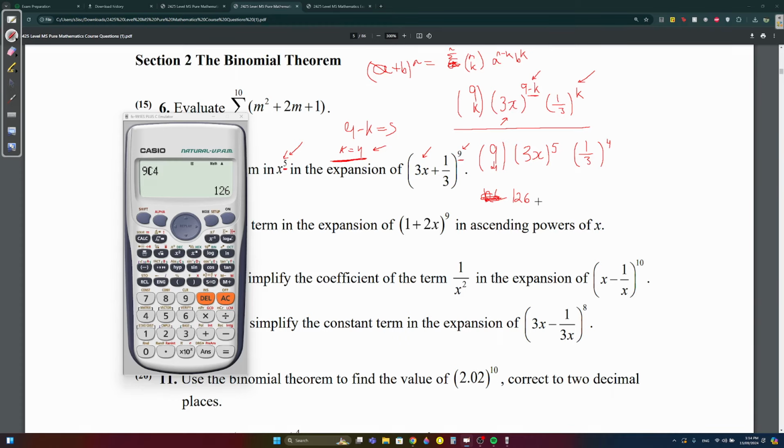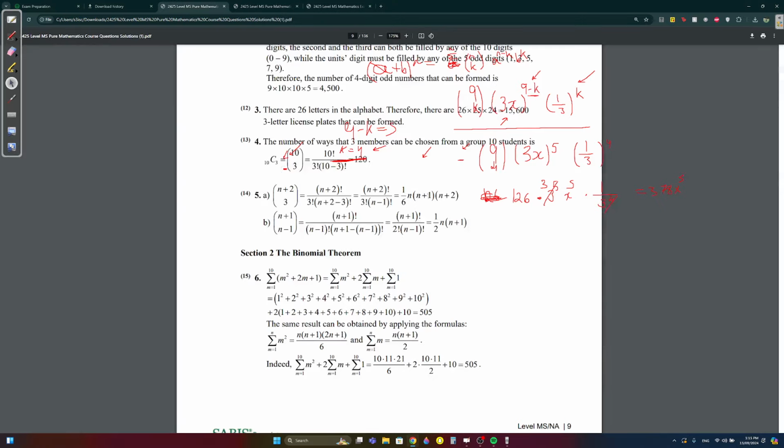Actually, if you're doing this on paper, to make things a bit easier, (3x) to the power of 5 is going to be 3 to the power of 5, x to the power of 5, right? You distribute it in, times 1 over 3 to the power of 4, because 1 to the power of 4 is just 1, but 3 to the power of 4 is 3 to the power of 4. So instead of multiplying, you can just simplify. 3 to the power of 5 divided by 3 to the power of 4 is actually just 3, guys. So 126 times 3x to the power of 5, right? So you get 378x to the power of 5. It doesn't really matter if you have a calculator, but I'm just trying to show these are shortcuts, guys, you can use to solve quicker.